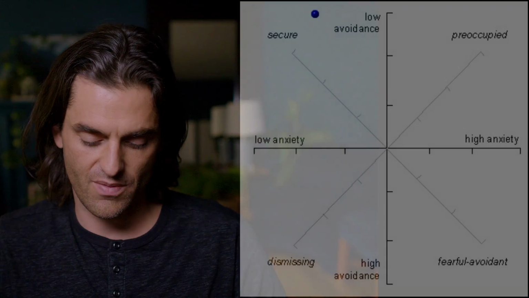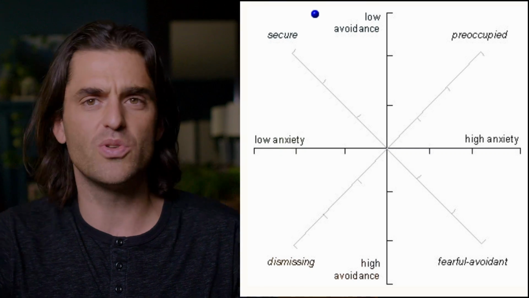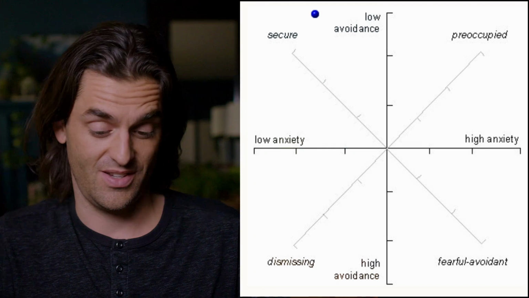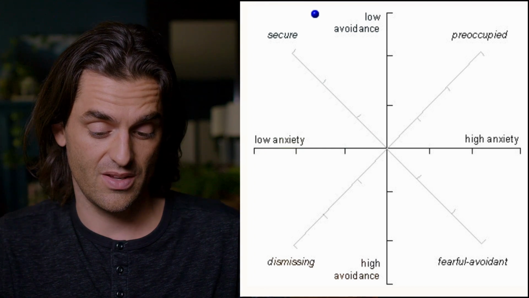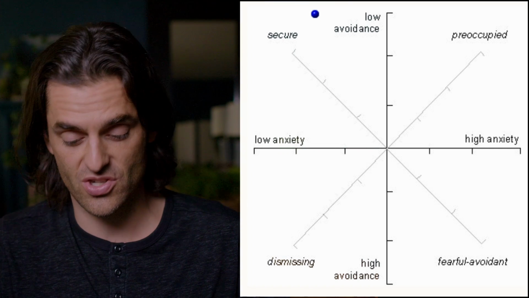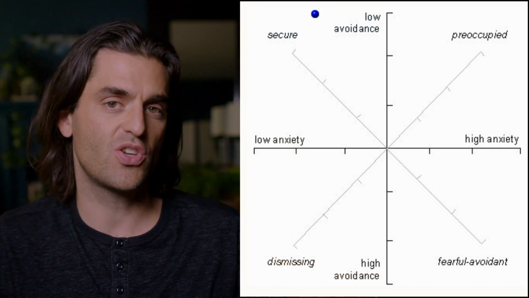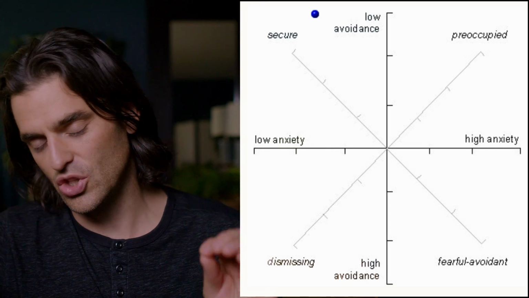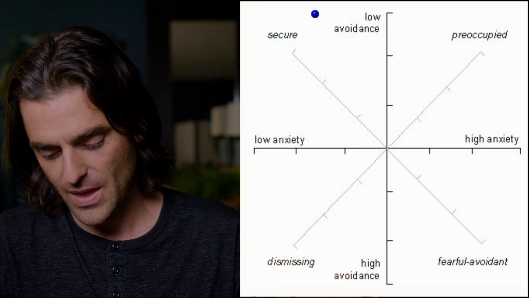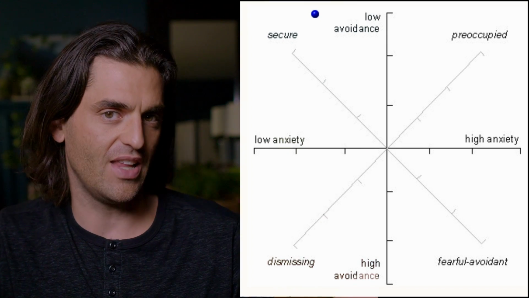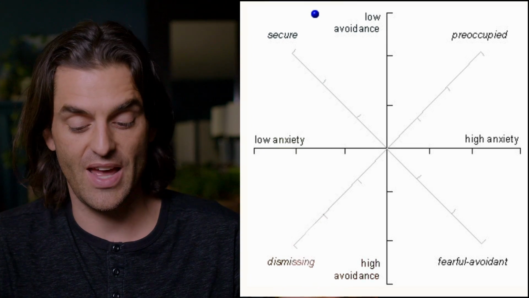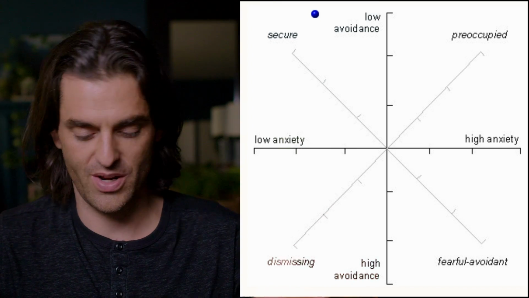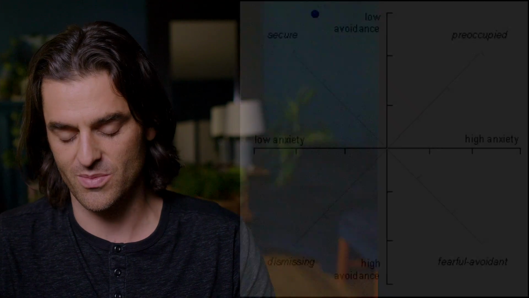I'll put the picture up on the screen, and you can see the chart, and then you can see the little blue dot, and that's where I land. So quite interestingly, I am as low avoidance as this chart goes. So I'm in the secure zone, which is nice, I guess, but I am low spectrum avoidance. And I'm not as far to the left as you can be, so I'm not as secure or low anxiety as you can be. I'm like 25% anxiety on the spectrum.